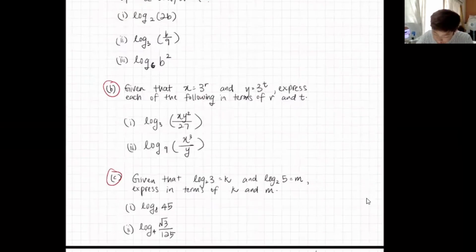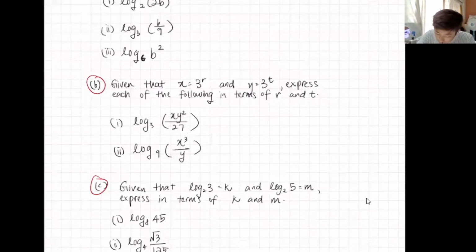Question B: you want to express each of the following down here in terms of r and t. So in your answer, you want to see r or t, or both also can. That's the idea of the question. So how do you do it? I'll do one.